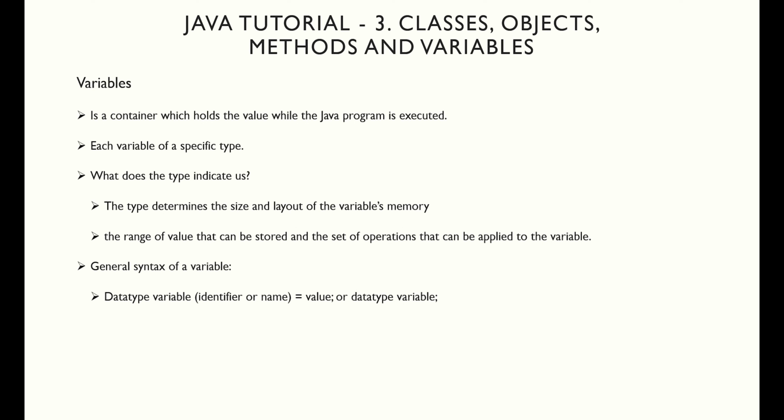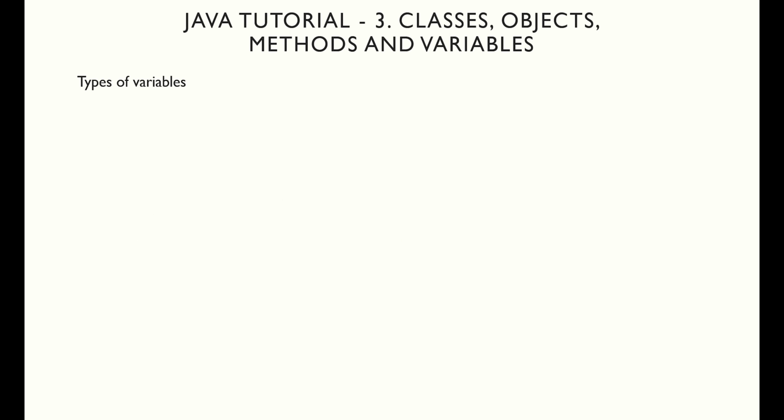Note, there are quite a few occasions where I have mentioned general syntax, which means it can vary slightly in special cases. Like this general syntax, it can be modified to modifier, data type, variable equal to value based on the situations. We will discuss data types in detail later. Some examples of variables. Are there any types of variables?